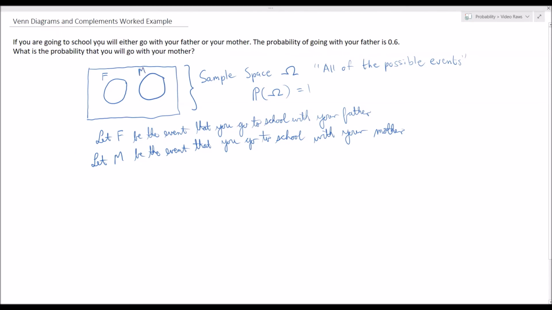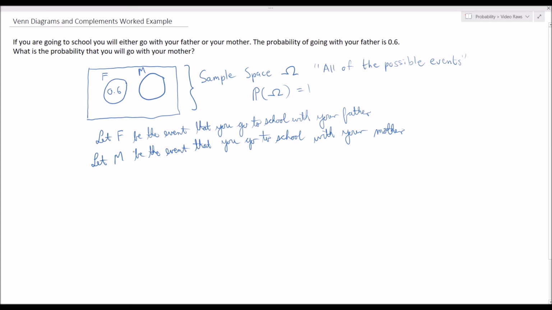So the probability that F occurs is the probability that we go to school with our father. That's said to be 0.6. And assume that we can't walk to school and there's no other alternative and that our parents don't drive together to school. They have two separate vehicles which they go to school with. So you can either go with your father or with your mother. There is no alternative and they're very strict. They won't allow you to stay home. So you have to go with your father or you have to go with your mother.